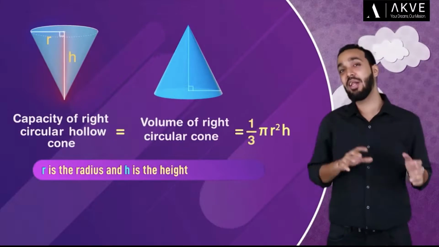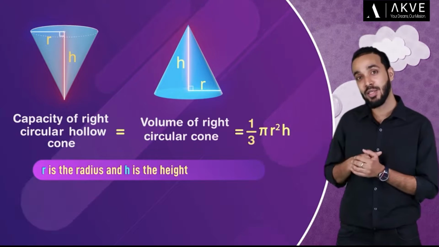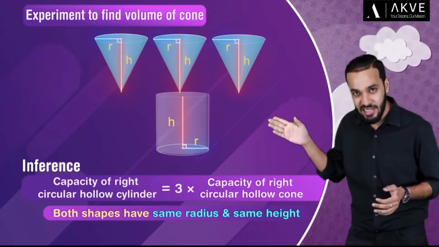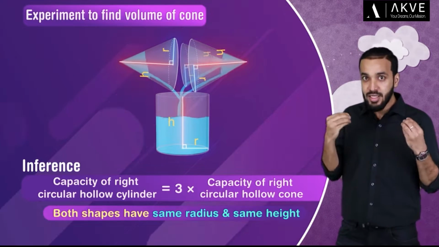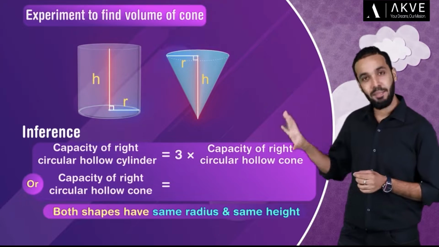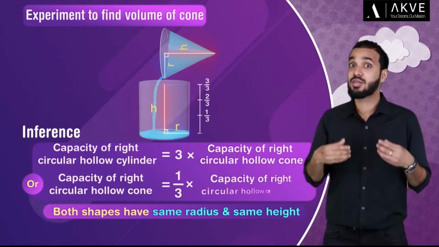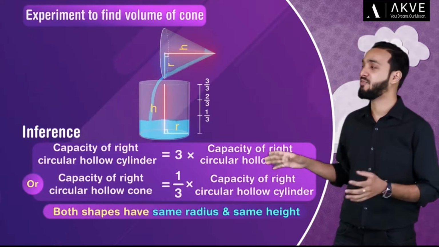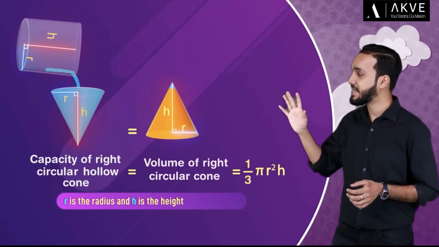Hello. I hope you had fun watching the experiment in the previous video where we learned the volume and the capacity of right circular cones using 3 conical vessels and a cylindrical one. This experiment made it so easy to remember the formula, right? We saw how the capacity or volume of a right circular cone is 1/3 the volume of a right circular cylinder of the same radius and the same height.